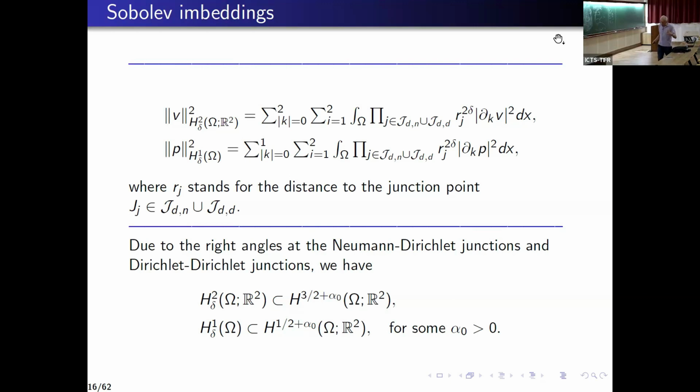And we have to compare these Sobolev spaces with weight with classical Sobolev spaces, and of course, we do not exactly obtain H2, but we have something which is better than H3 half. Okay, so this is the end of the story for the functional setting.